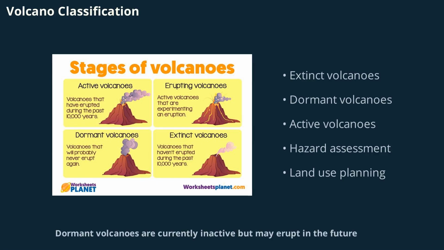Dormant volcanoes are currently inactive but may erupt in the future, such as Mount Kilimanjaro in Tanzania. Active volcanoes have erupted in the last 500 years, like Erta Ale in Ethiopia. Understanding volcano types and activity levels is vital for hazard assessment and land use planning.